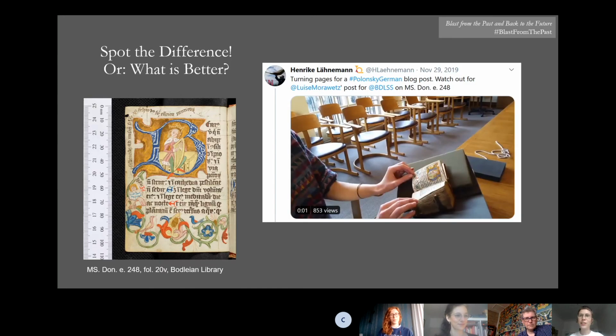On the left side, you can see a digitized page of the manuscript MS-DON E248, which will later be the topic of Carolin's contribution. And on the right hand, you see me turning the pages of the same manuscript. Can you spot the difference? Feel free to share your impressions in the chat or tweet them using our hashtag.